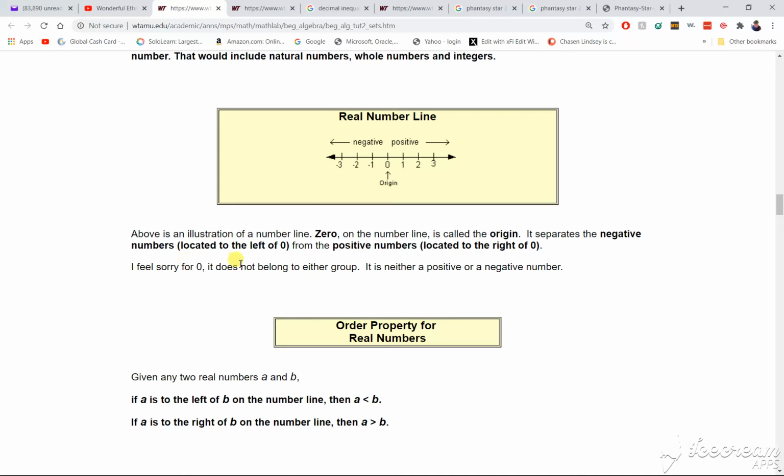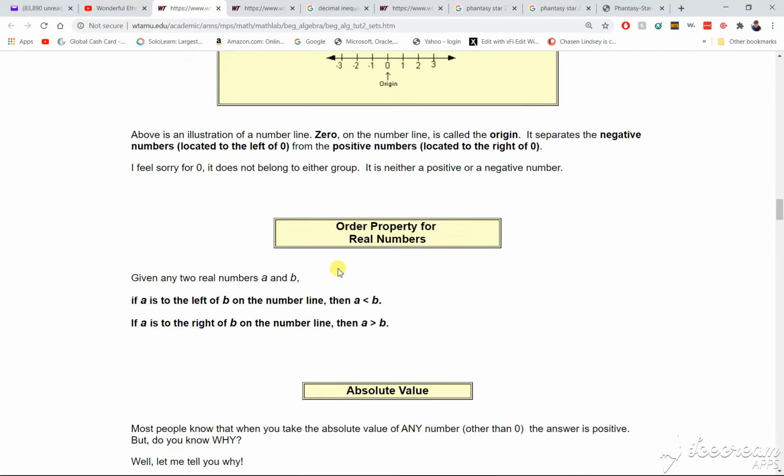I feel sorry for 0. It does not belong to either group. It is neither a positive nor a negative number.